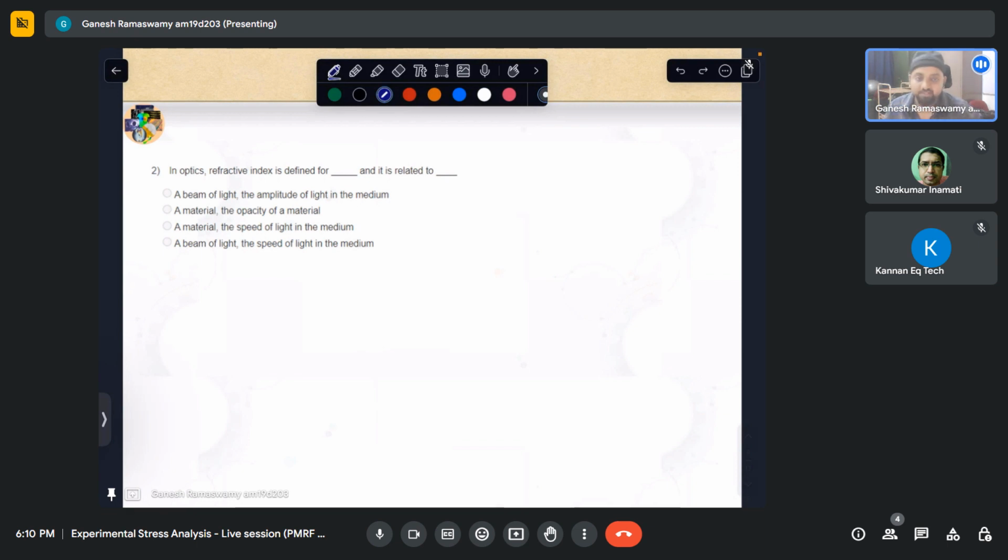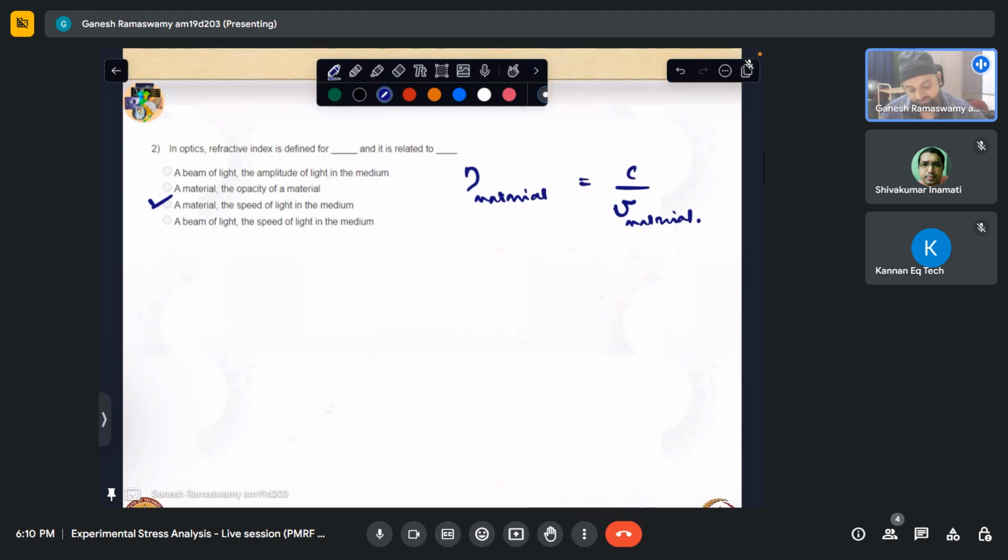It definitely is related to the speed of light in the medium, and it is material specific. So it is defined for a material. So for any material, it is given as c by v, where v is the speed of light in that material. So that is how we define a refractive index.